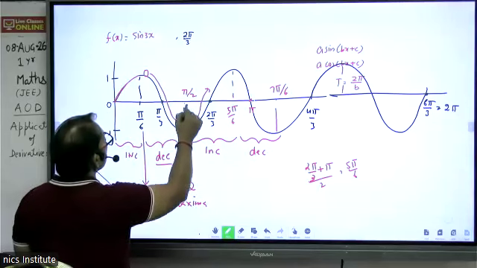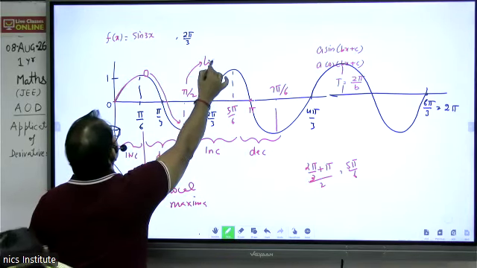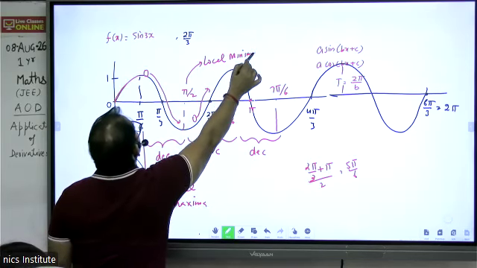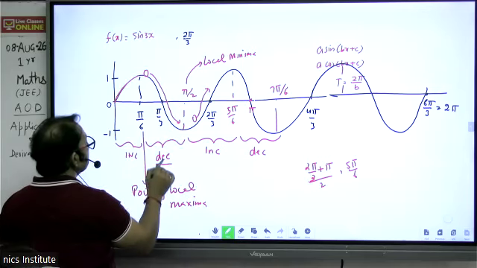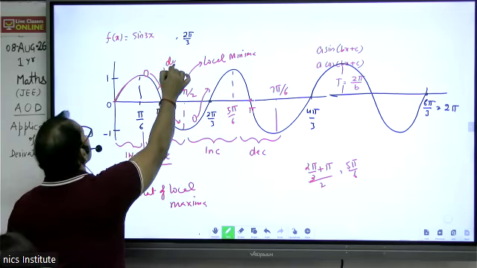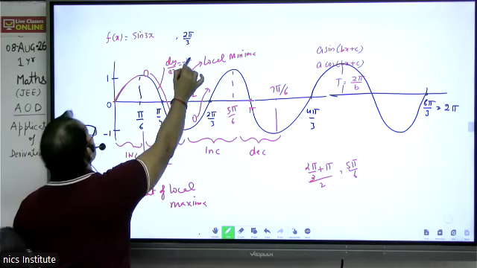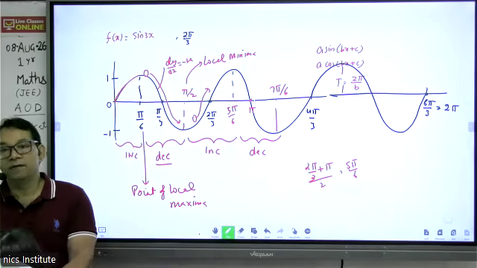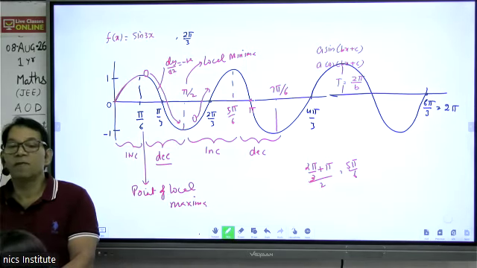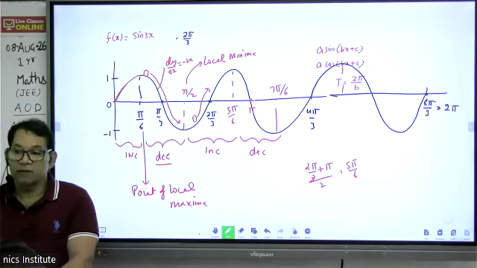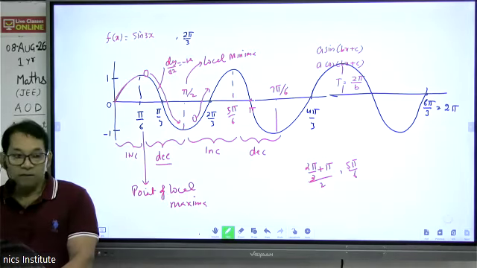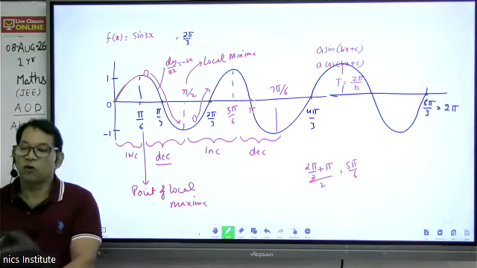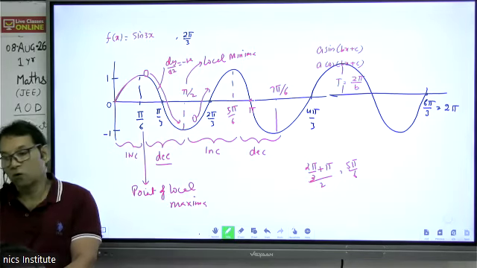At the point of local minima, on the left of the point of local minima, function will be decreasing, that is, derivative will be negative. So on the left of a critical point, if dy dx is positive, that point will be point of maxima, because you're climbing. You reach the mountain top. If on the left of a point, derivative is negative, that means you're going down. That means that point is point of local minima.